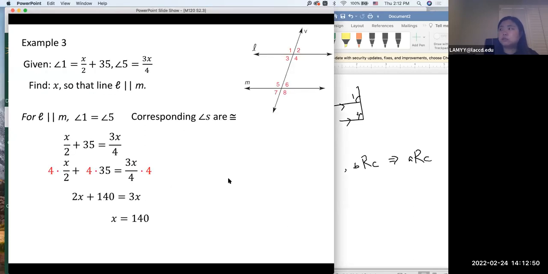Okay, question? So on the test, you may have some questions like finding the angles, just like this one. And make sure again to state the reason to support your equation. Or you may have questions like the previous example, the proof.